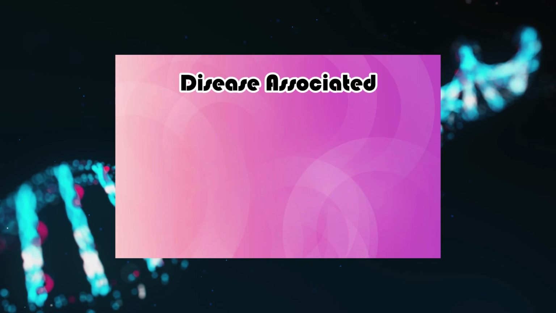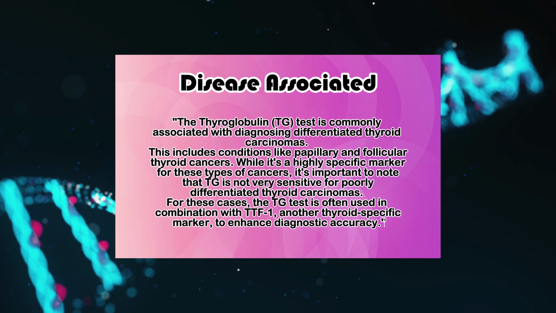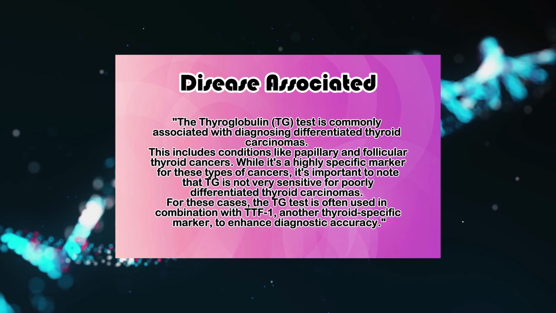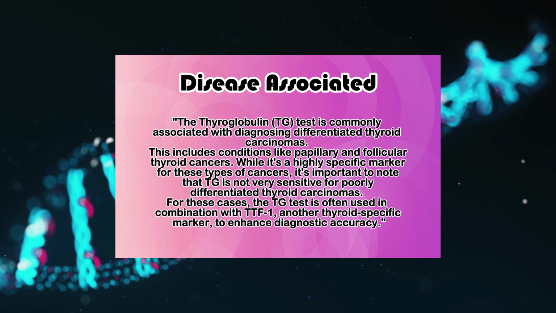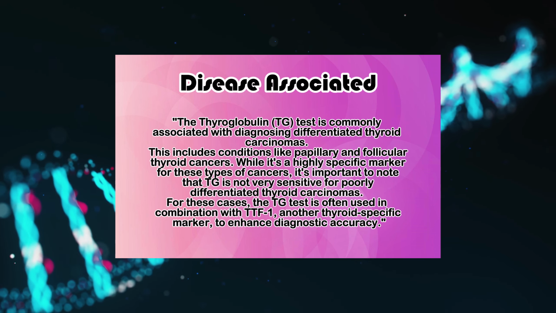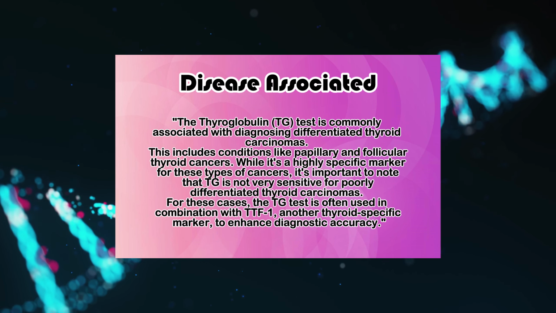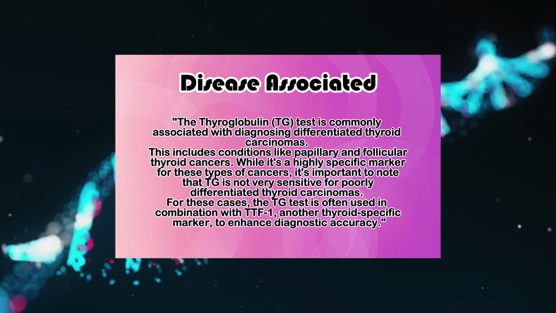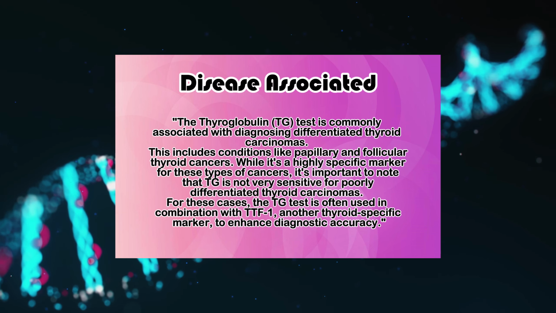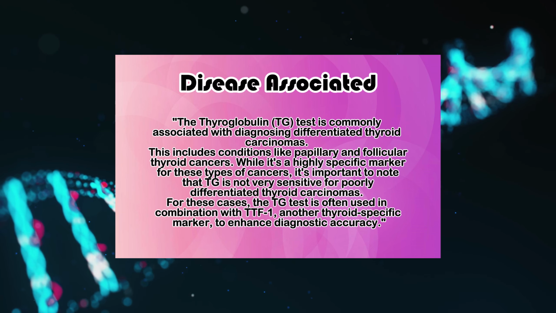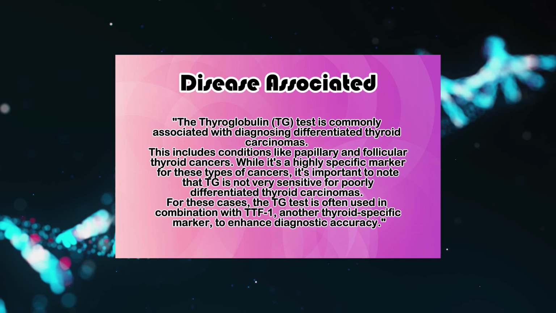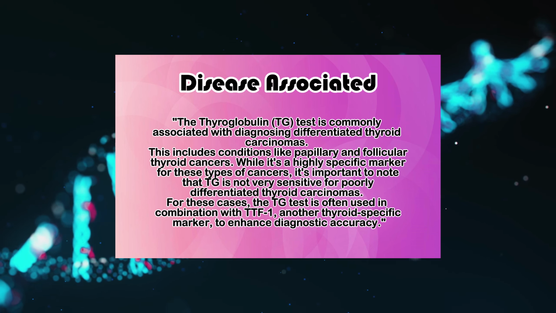Disease associated with the TG test. The thyroglobulin, TG, test is commonly associated with diagnosing differentiated thyroid carcinomas. This includes conditions like papillary and follicular thyroid cancers. While it's a highly specific marker for these types of cancers, it's important to note that TG is not very sensitive for poorly differentiated thyroid carcinomas. For these cases, the TG test is often used in combination with TTF1, another thyroid-specific marker, to enhance diagnostic accuracy.